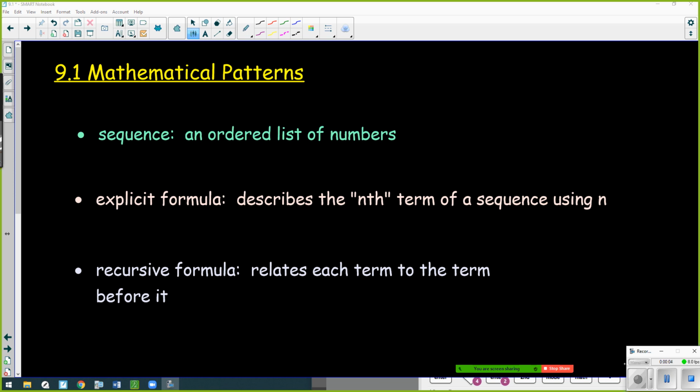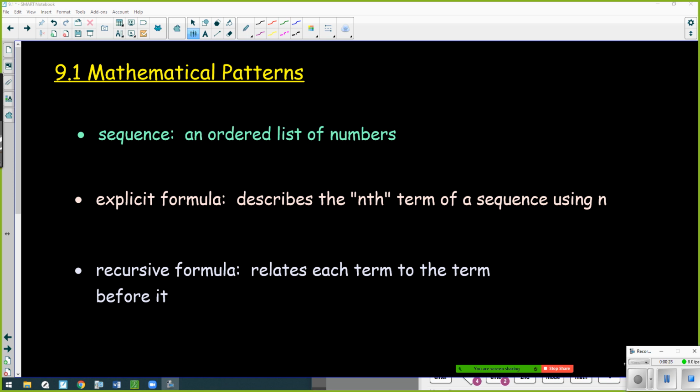Welcome to Chapter 9. In this chapter, we're going to talk about arithmetic and geometric sequences. The main difference is that in one sequence, you add or subtract a value to get from one term to the next. In the other, in a geometric sequence, you multiply by a common ratio to get from one term in a sequence to the next term. So we're going to begin by talking about section 9.1, which involves mathematical patterns.